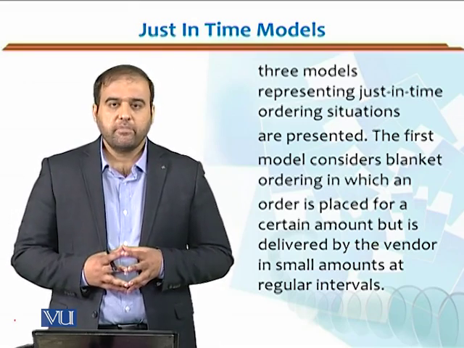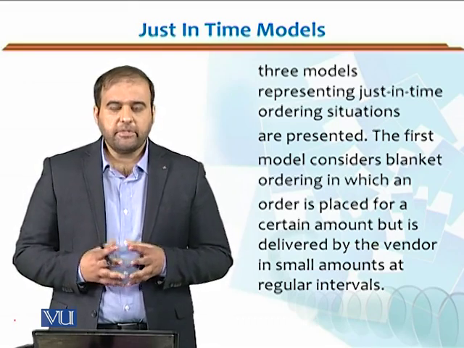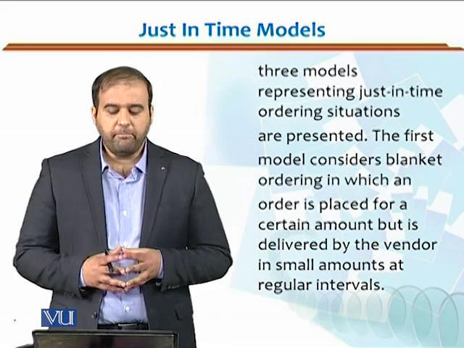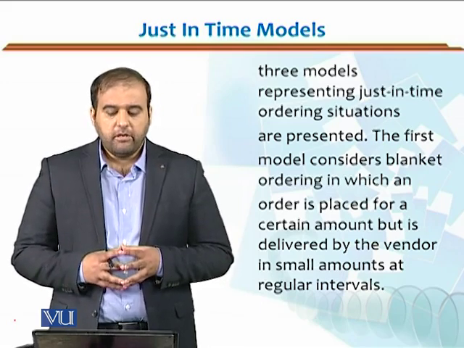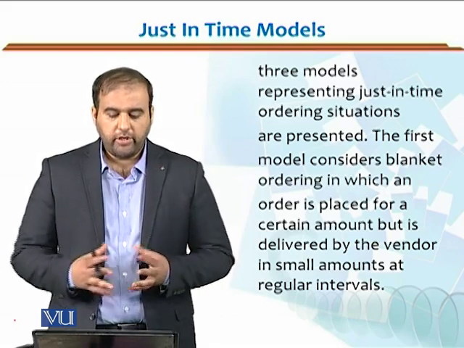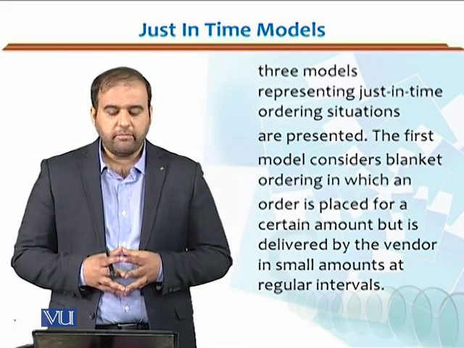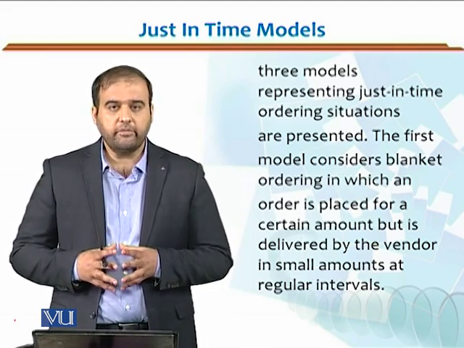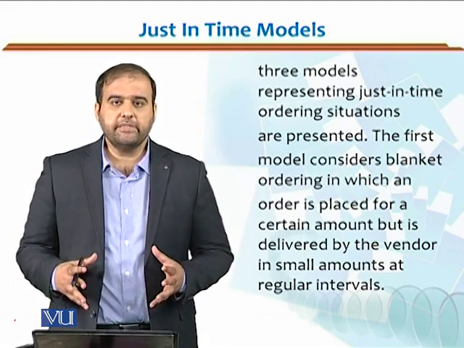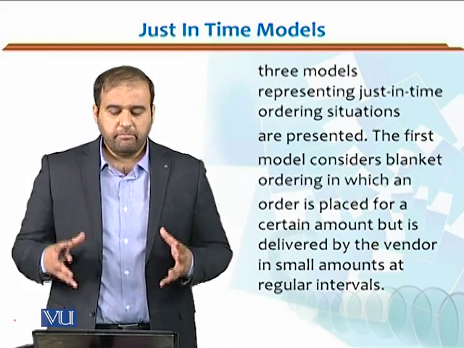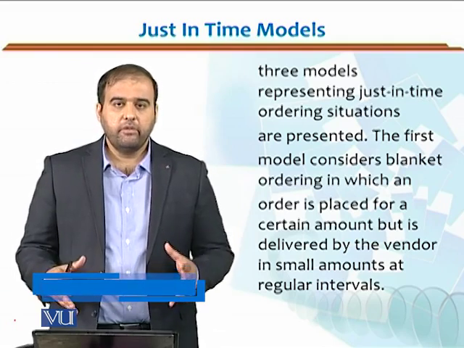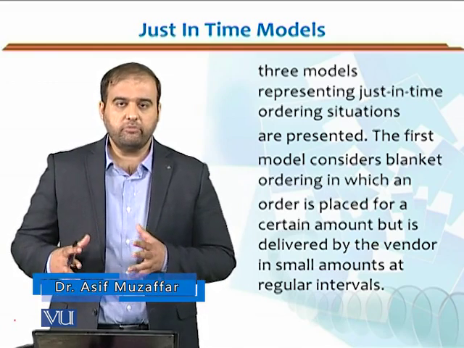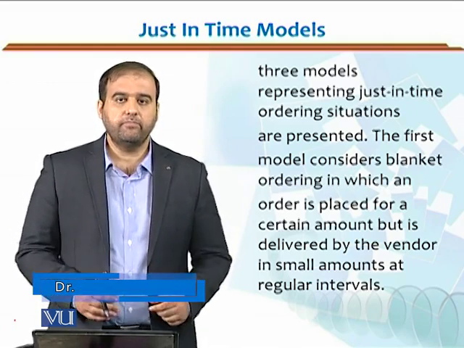That's the case here. We will be discussing 3 models representing just-in-time ordering situations. The first model considers blanket ordering. Blanket ordering means the whole order is placed for a certain amount, but it is delivered by the vendor in small amounts at regular intervals. That means a blanket order would be placed, the whole order would be placed, but your supplier would be supplying it in small amounts. When you require it, it would be coming to you. That is the actual essence of just in time.